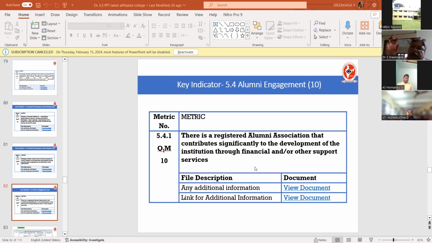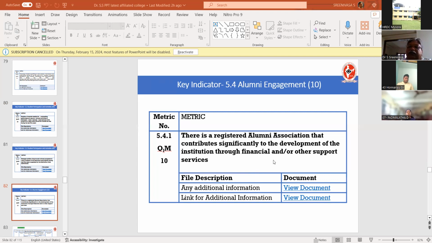The alumni association has to be registered, and the alumni students can give donations, incorporate some prizes, give some classes, take up the students to their industries, and donate some instruments, etc. All these activities will be recorded in the alumni metric.